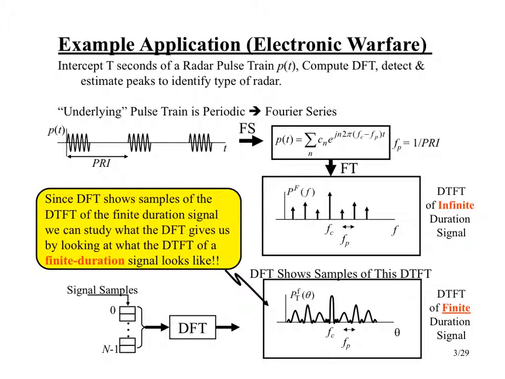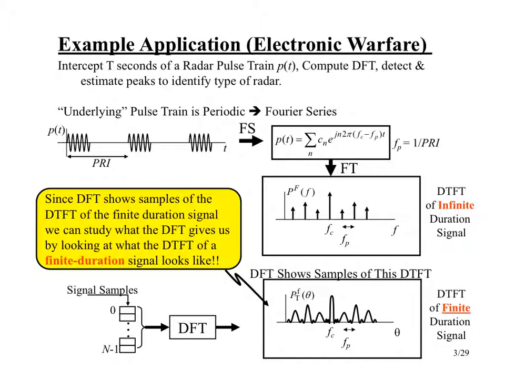Okay, charging on here. Let's look at an example. This comes from the realm of electronic warfare, where I spent about 8 years working in an electronic warfare group prior to coming to Binghamton University. This is the kind of stuff that I used to do on a day-to-day basis. We would intercept t seconds, and t is usually pretty small. We're talking tens of milliseconds, maybe at most a couple hundred milliseconds of a radar pulse train.